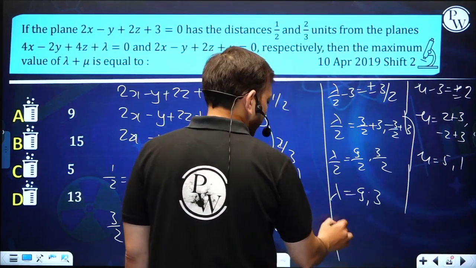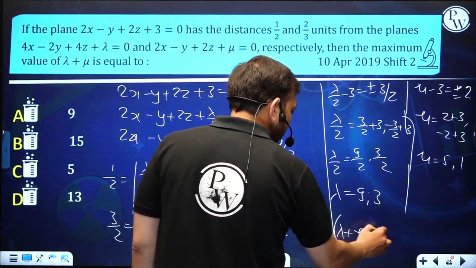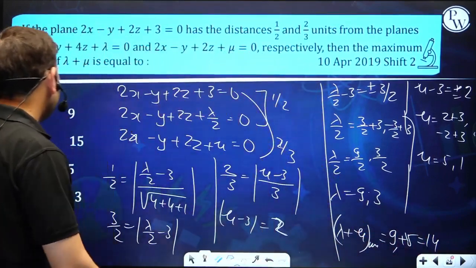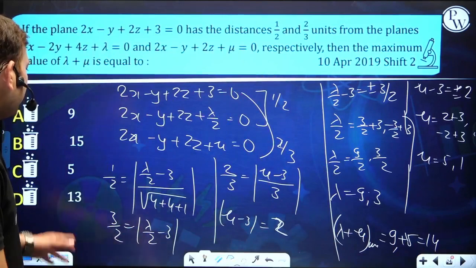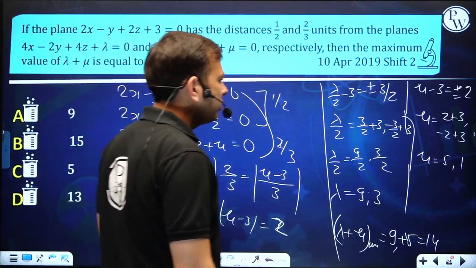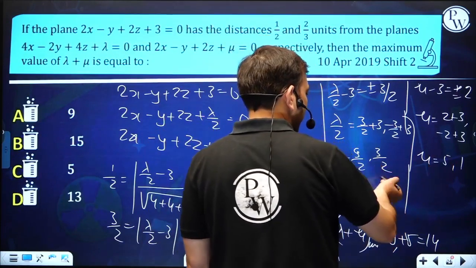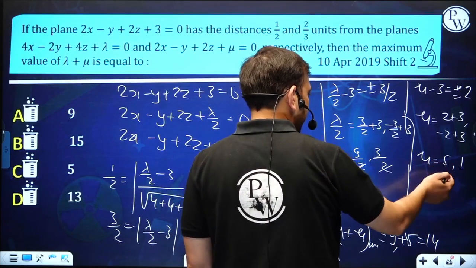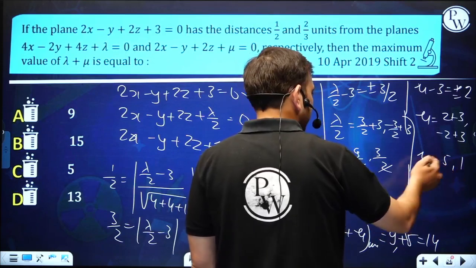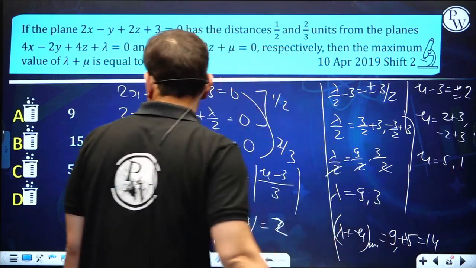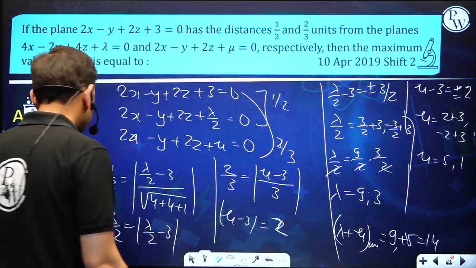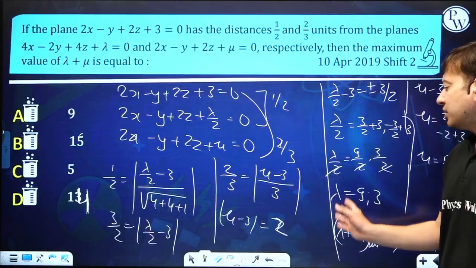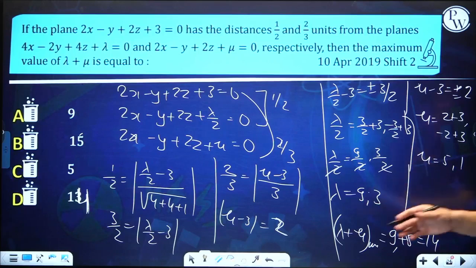So when they ask maximum lambda plus mu, the lambda maximum value is 9, mu maximum value is 5. So 9 plus 5, 14. You will get 9 plus 5, 14, which is not in the options. When I take both plus, I'm getting 9 plus 5, 14. So one of the options should be 14 only, sir. 9 plus 1 is 10, 3 plus 5 is 8. So here a misprint is there. 14 should come. So the answer will be 14. Because we got two different values, the maximum will be 9 plus 5 when we take the plus sign on both sides.